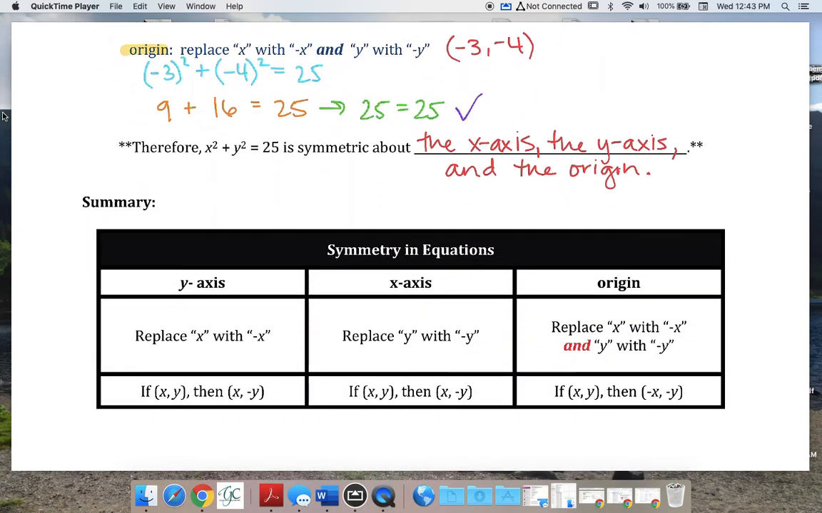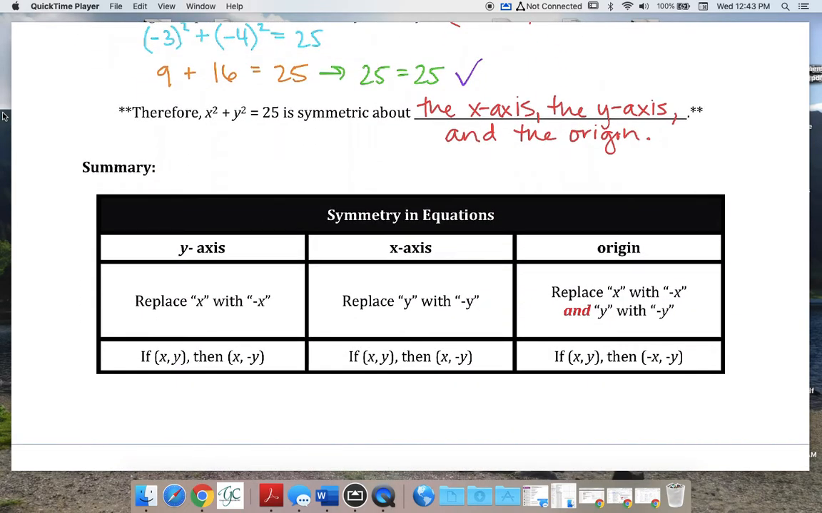So there's just this nice little table here at the bottom of this notes page to help you remember which symmetry you're looking for, how do you change your ordered pairs. And ordered pairs, I think, again, are going to be the easiest way to check for symmetry. So if we're checking for the y-axis, we switch our x values. If we check for the x-axis, we switch our y values. And actually, let me fix this. This is wrong. Here for y-axis, it says if x, y, then x, negative y. This should be negative x, y.